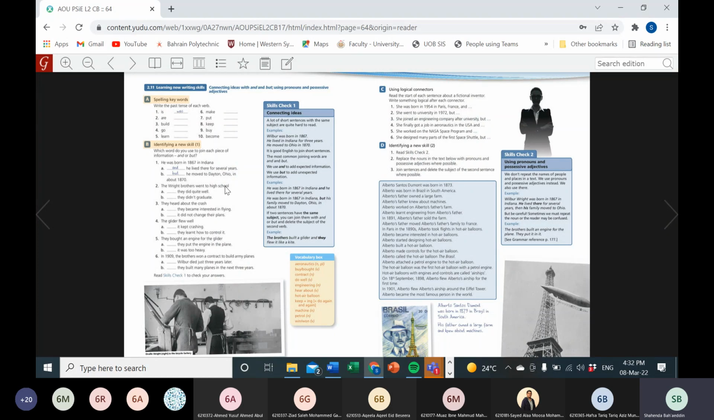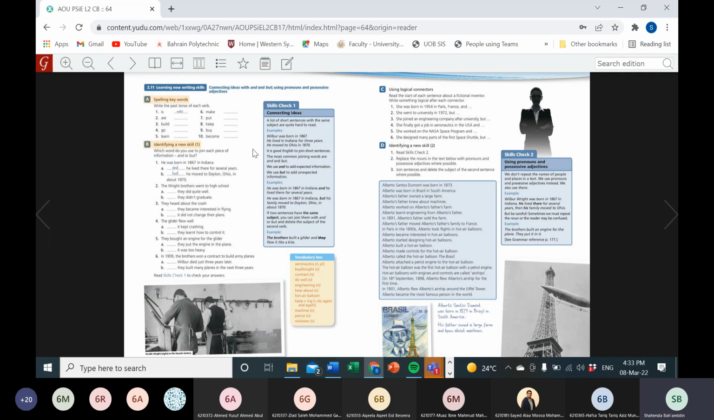Look at the examples in front of you. Which word do you use to join each piece of information, "and" or "but"? So you can have a question like this, to choose between "and" or "but." It depends on the context, on the meaning of the sentence. Is it to add extra information that is already expected, or to show an opposite meaning, something unexpected? Let us look at the example.